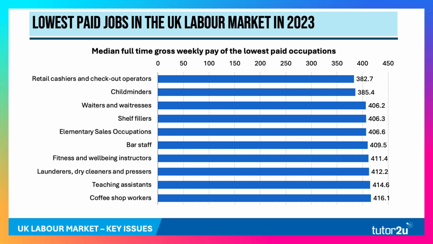This table shows the median full-time gross weekly pay of the lowest paid occupations in the UK back in 2023. Retail cashiers, checkout operators and childminders came bottom of that table, with full-time gross weekly pay in median terms of less than £400 a week. Other occupations include bar staff, launderers, dry cleaners, teaching assistants and coffee shop workers. So we know there are many people who are low paid in the UK economy, many of them in the service sector.